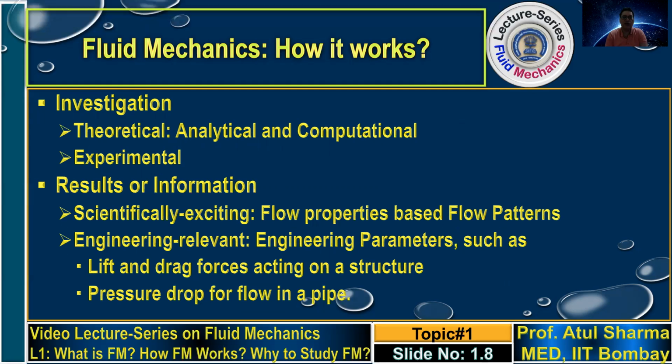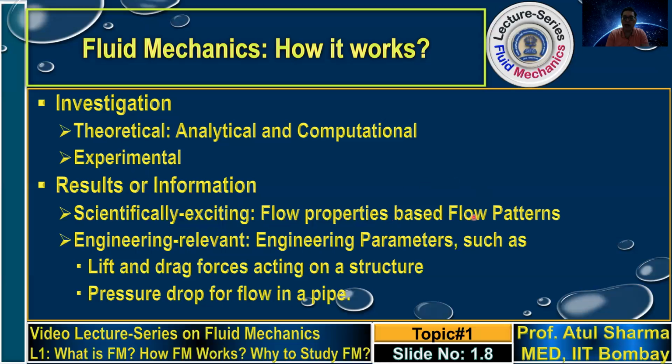The results which we obtain for a fluid mechanics problem are of two types. The fluid dynamic information which we obtain from the results is scientifically exciting, where the actors of the fluid dynamic picture or movie are flow properties. By flow properties we mean velocities, pressures and temperature. Whenever we represent our results in terms of flow properties like velocities, pressures and temperature, then we get a flow pattern.